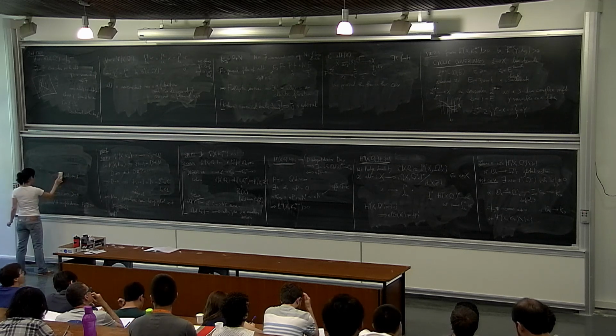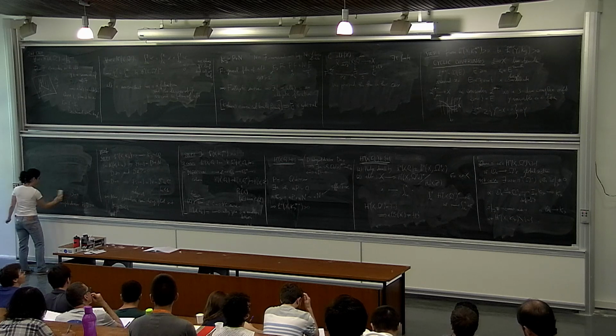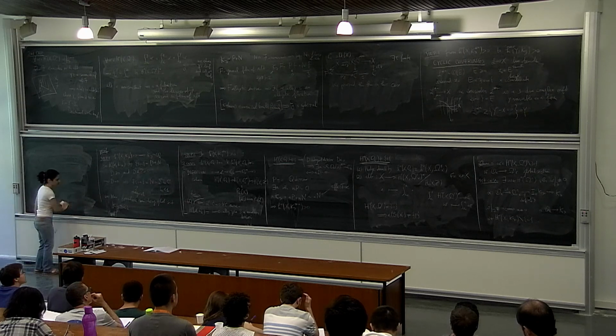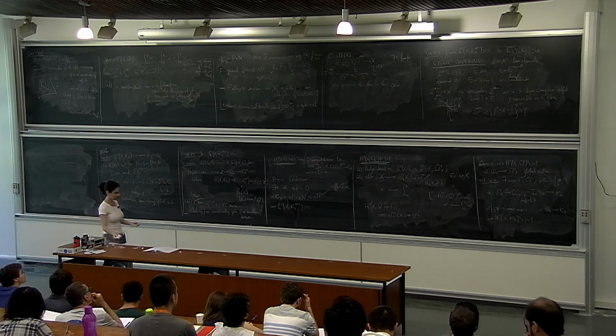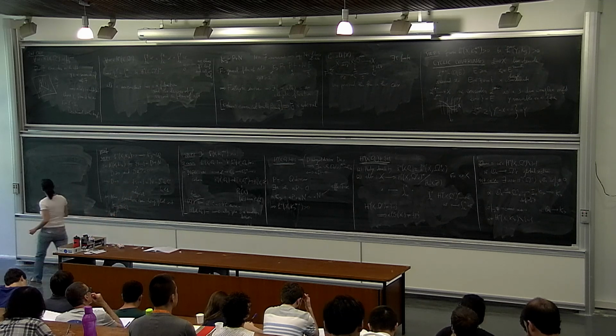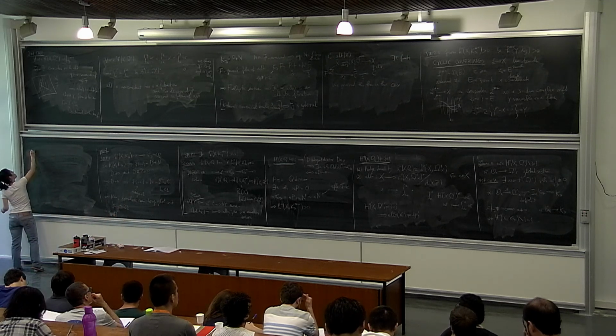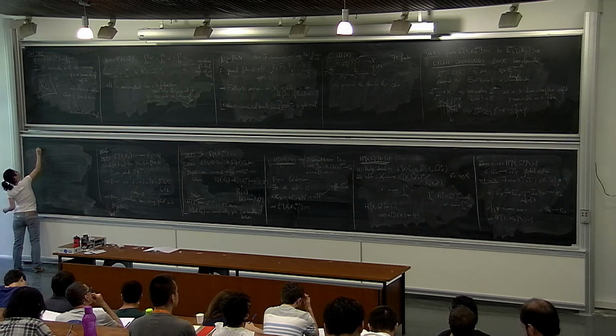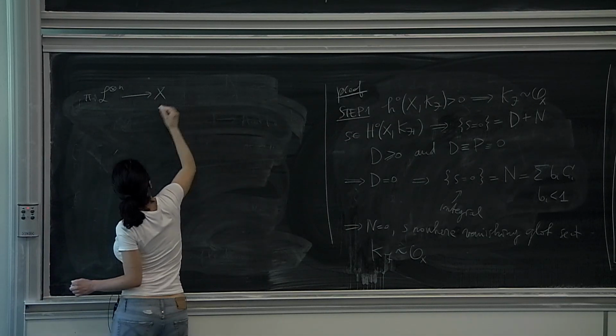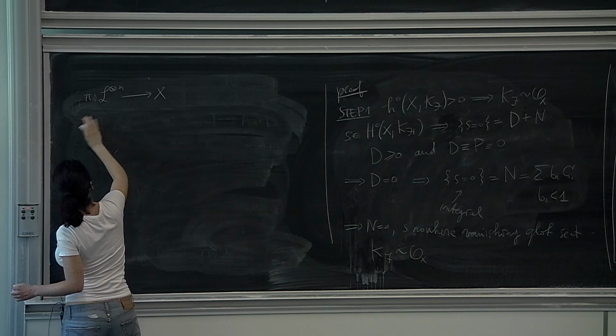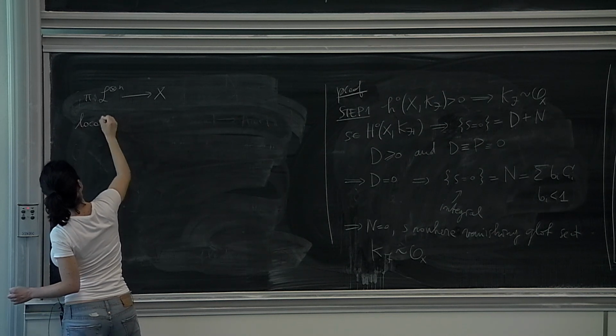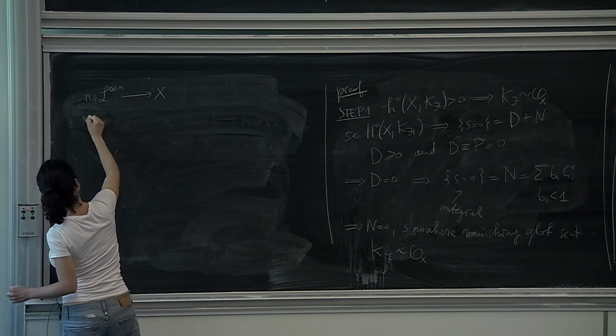So the restriction of the map from L to the n to x gives a finite map from y to x. So let me call it pi, pi locally. We define y just locally.